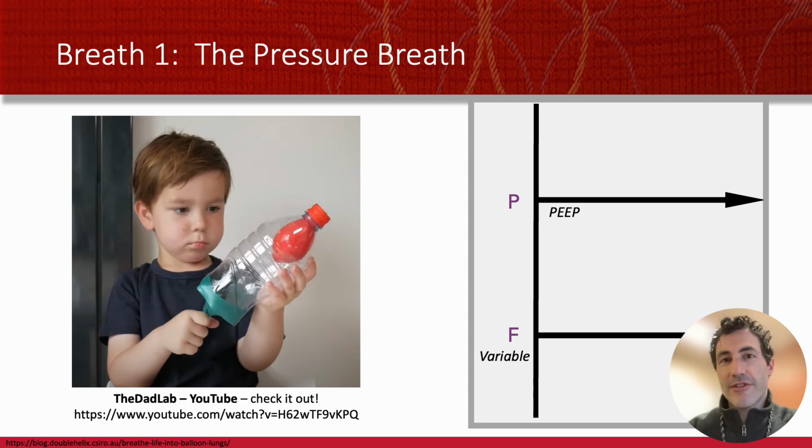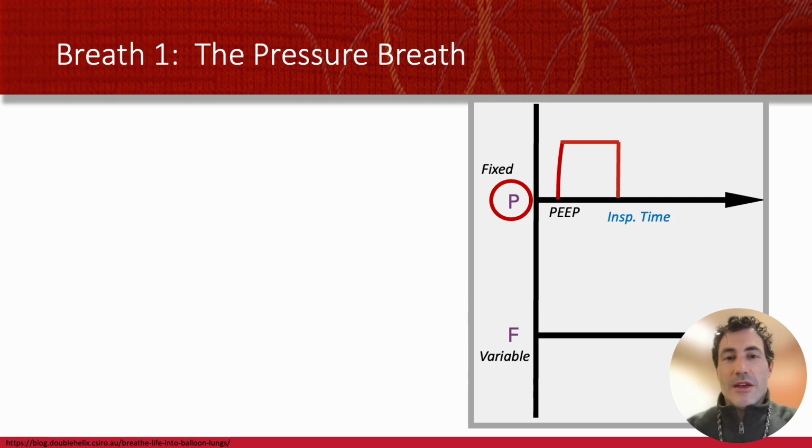And the way that looks on flow waveforms is that we have a fixed pressure that turns on, delivers that pressure for a set amount of time, and then the breath turns off. And the flow, what the patient gets in terms of airflow, is variable, and it's variable based on compliance. We talked about last time how that compliance looks like decelerating flow.